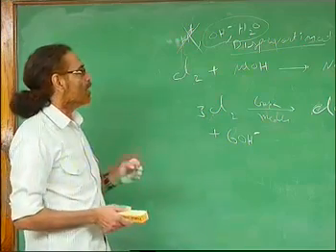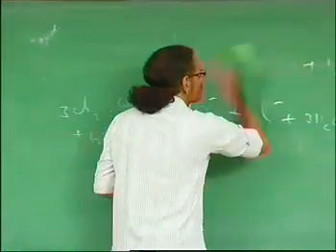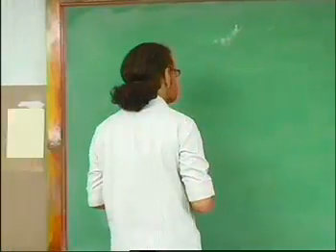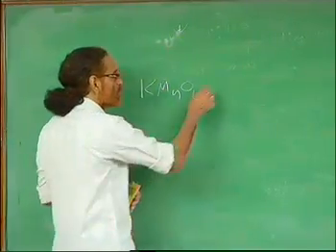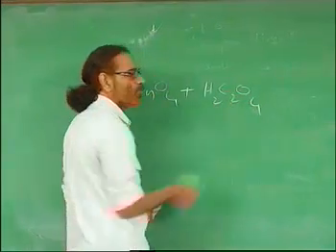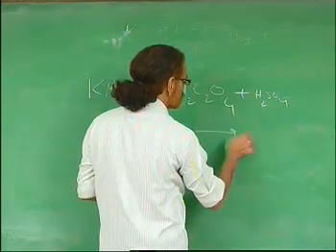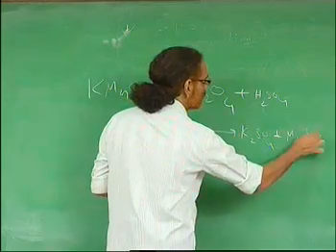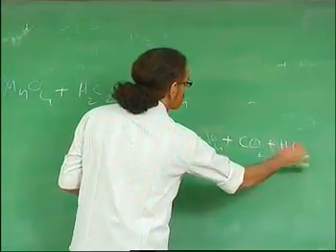So for example, I will give you one small equation here, that is a complete form. Suppose potassium permanganate is known to react with oxalic acid, H2C2O4, in a medium like sulfuric acid to produce potassium sulfate, manganese sulfate plus carbon dioxide plus water.